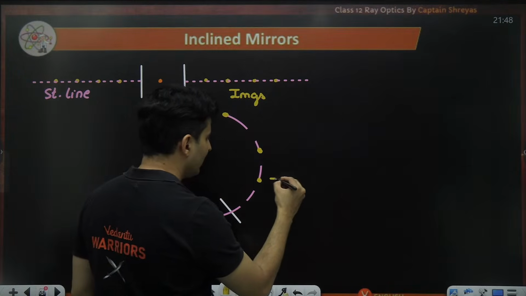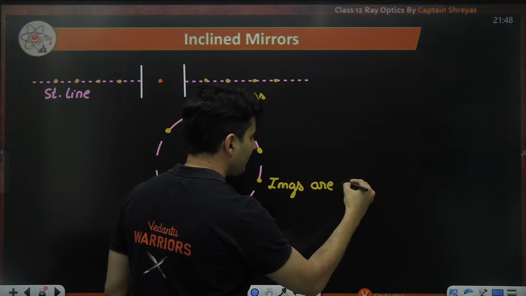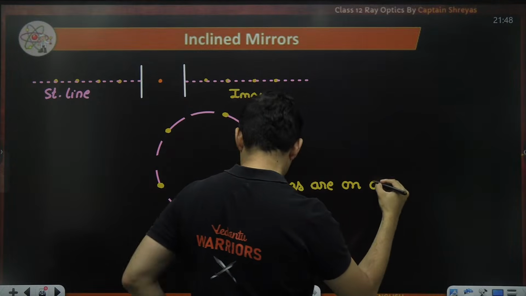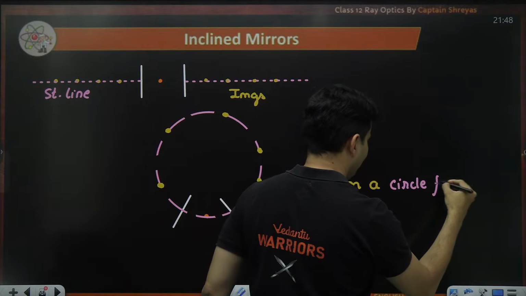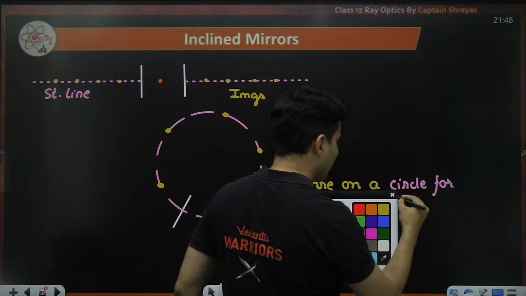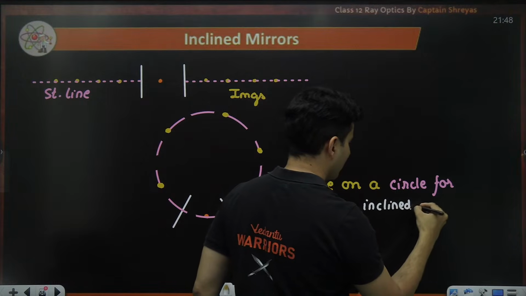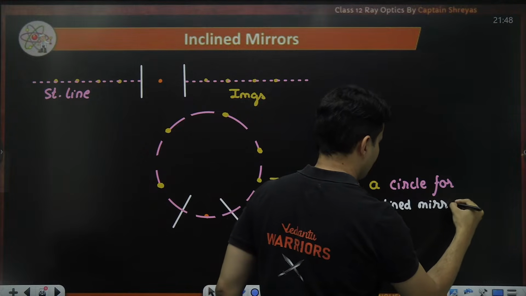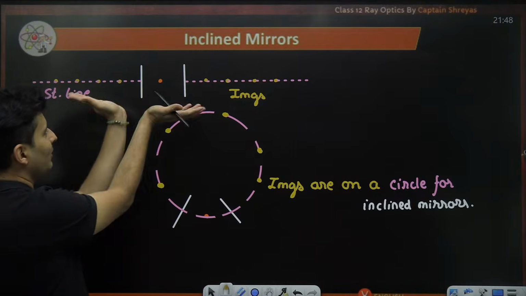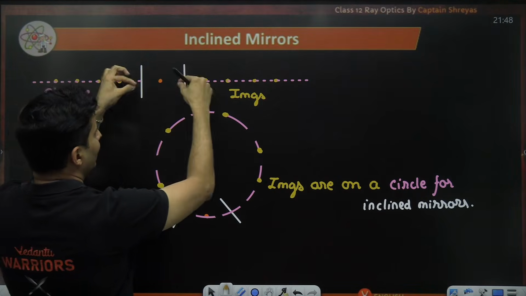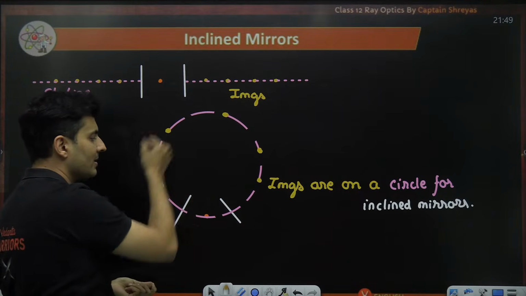So the images are on a circle for inclined mirrors. Is this understood, guys? How that image formation happens instead of a straight line? Now, the moment you turn that, that straight line becomes a curve, basically connected, and it is a circle now.